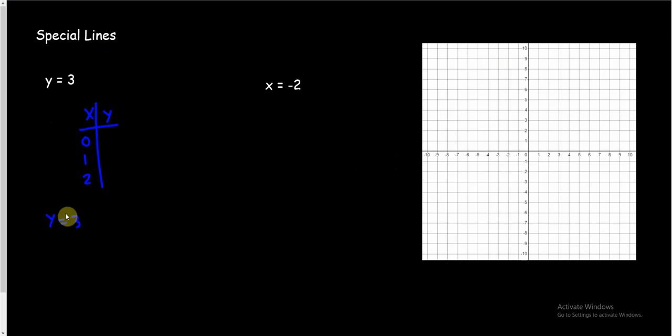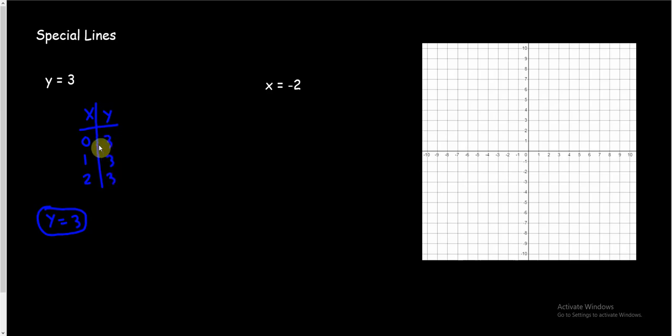There's nowhere to plug an x in. Oh my, there is no x involved in this equation. So I guess it doesn't matter. What is this telling you? This is telling you that all the y values are stuck at 3. So no matter what x value you have, your y value is 3.